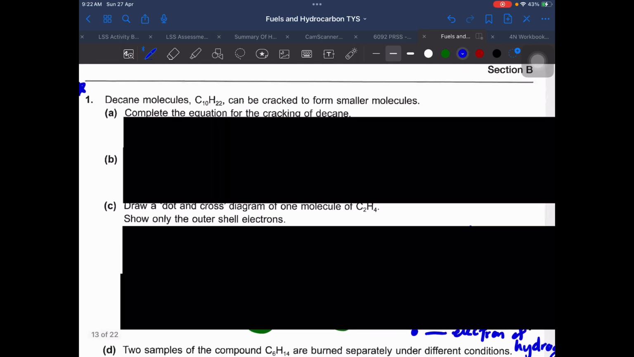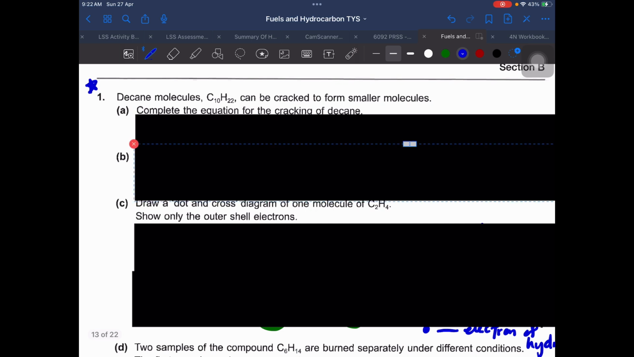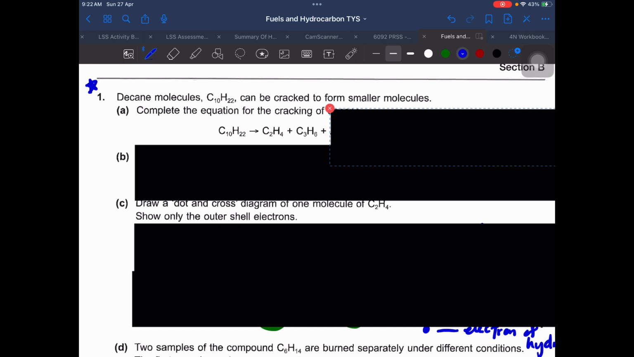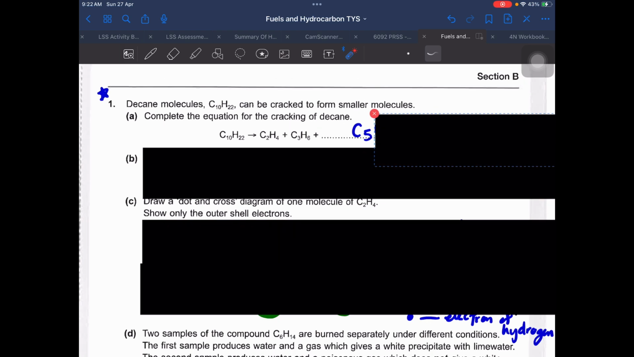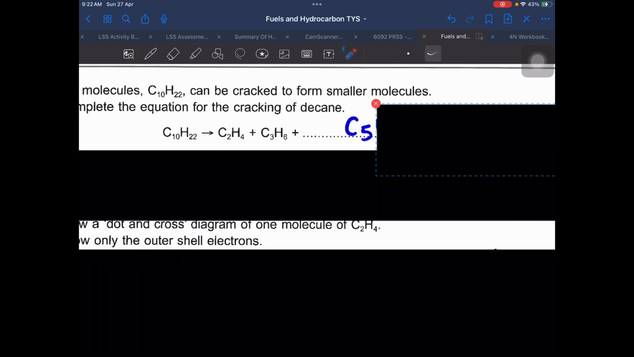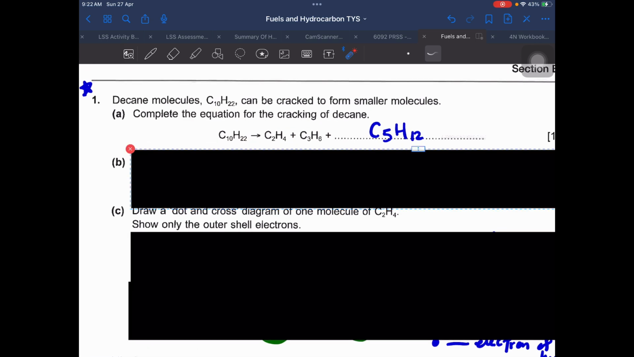Now 109 is about cracking again, question 1A. You guys see the question a lot always starts about cracking. So over here there is a reaction of C10H22 going to C2H4 plus C3H6 plus something. So same thing we are going to count, right? If there's 10 here, and there's 2 here, and there's 3 here, we know that we're ending up with 5 more carbon, right? Then in terms of hydrogen, there's 22 here, there's 4 here, and there's 6 here. If you count the H, you end up with 12 over here. So this is C5H12, right?